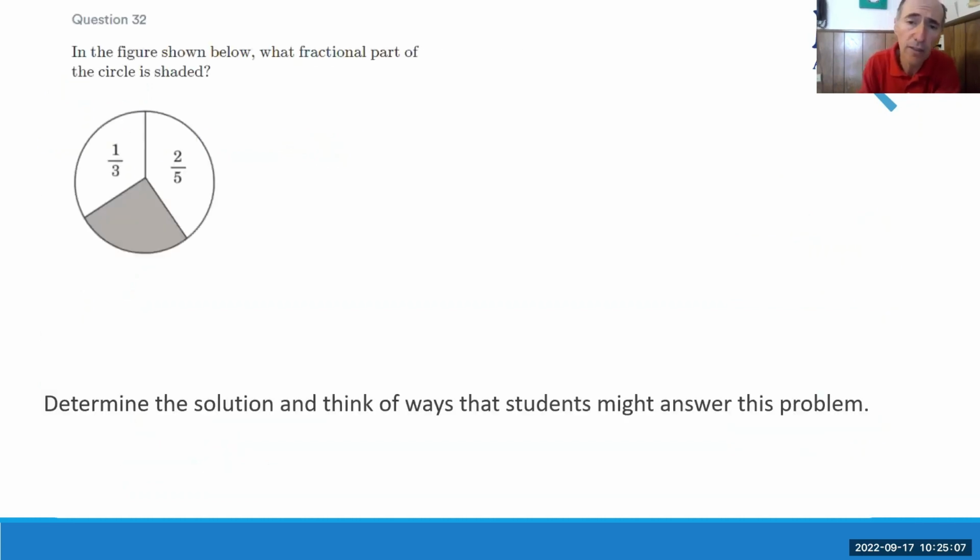All right. So here's another example, and the question is, in the figure below, what fractional part of the circle is shaded? So I'm going to give you a little bit of time now to take out a piece of paper and pencil and work out this problem. And then we're going to look at what students did. Okay, so why don't you take a moment to do this problem.